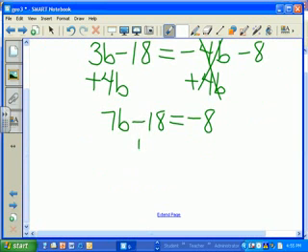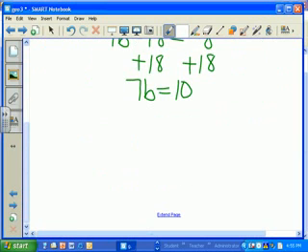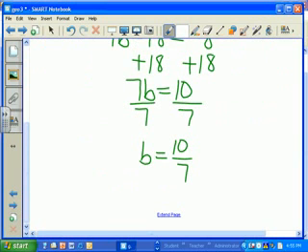Now we need to get all the constants on one side of the equal sign, so we'll add 18. 7b equals 10. And then just like we did in the last problem, divide by the quantity in front of the variable, which is 7. So b equals 10 over 7. You may write it like this as an improper fraction with the bigger number in the numerator, or you could write it as a mixed number, being whole numbers and fractions added together, 1 and 3/7.